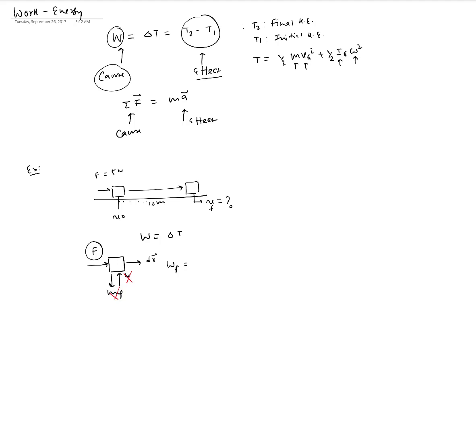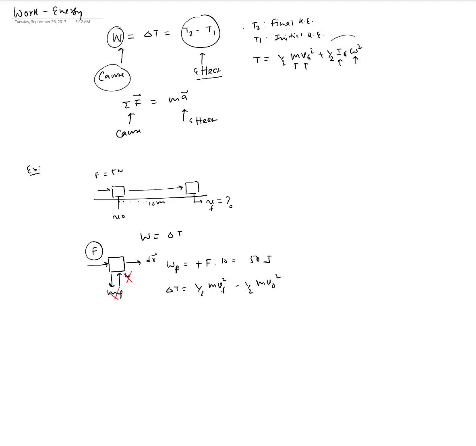The work done due to F, call it W sub F, would be F times the distance traveled, that's 10, because F and the distance traveled are in the same direction. This will be a positive quantity, so that will be 50 joule. Okay, so we know the left hand side. Now what is delta T? Delta T is defined as 1/2 m v final squared minus 1/2 m v0 squared, which is the initial velocity.